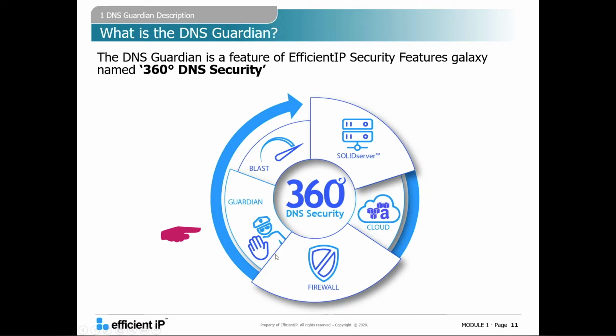Then we have Guardian over here, which is the behavioral analysis. It acts as a whitelist for normal clients. The behavior of normal clients is whitelisted, but as soon as it detects something out of the ordinary, it will be able to apply policy on it. We will go through Guardian now. And then the BLAST is our high capacity SOLIDserver. We are looking at from 1 million QPS up to 17 million QPS onwards. This is where our BLAST platform is catered towards service providers.